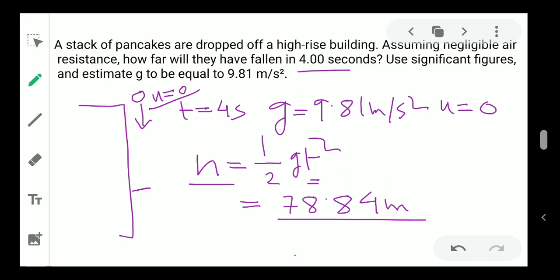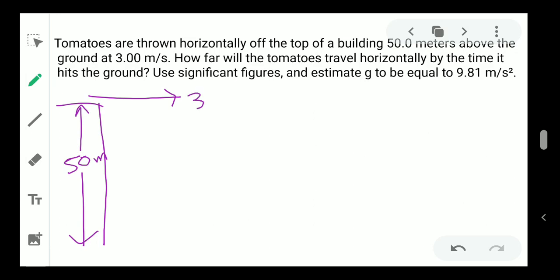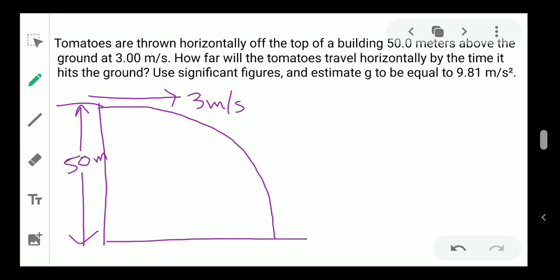Moving to the next question, we can see that tomatoes are thrown horizontally off the top of a building. So the height is given. Always draw diagrams, which will make your problems easier. The tomatoes are thrown with a velocity of 3 meters per second, and what is asked is, how far will the tomatoes travel horizontally by the time it hits the ground. So we have to find out this r.